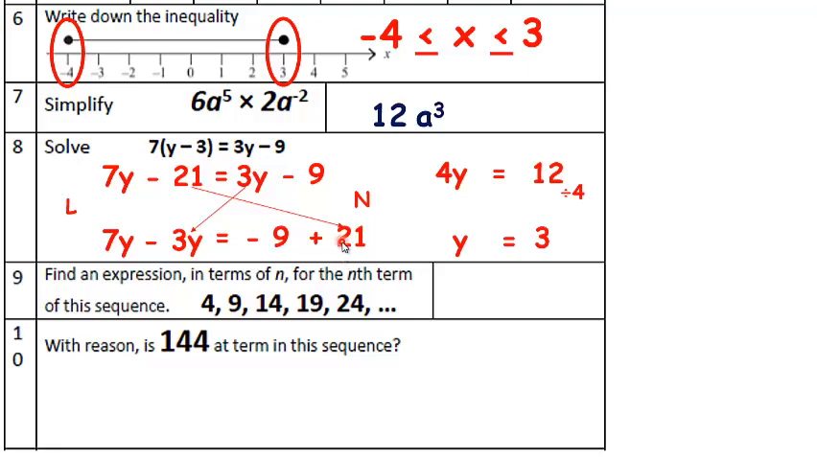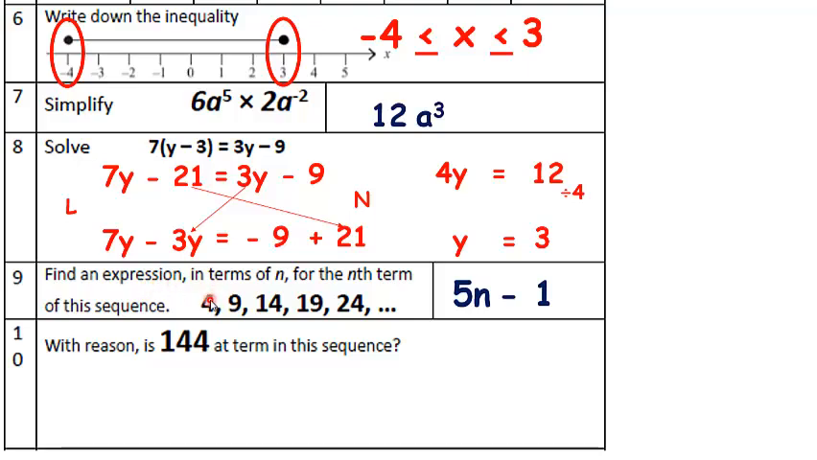The nth term, they're going up by 5, so that's 5n. And if there was a number in front of the 4, it would be minus 1. That's 4 take away 5, minus 1. And 5n minus 1 is my answer for that.